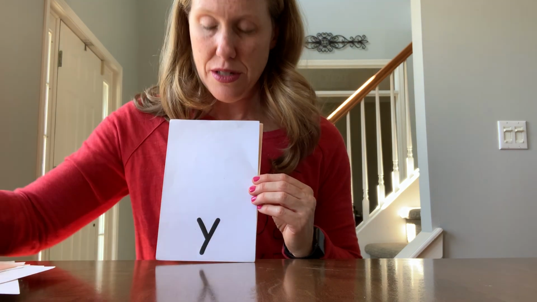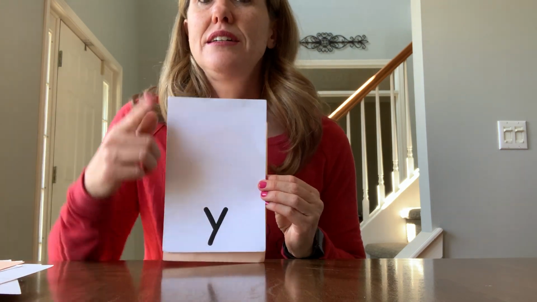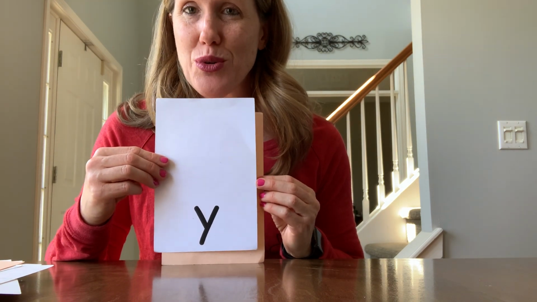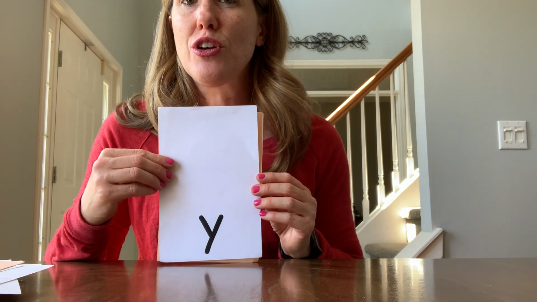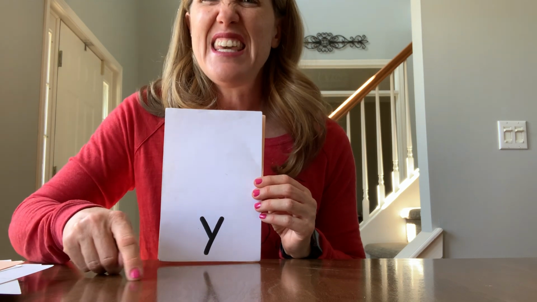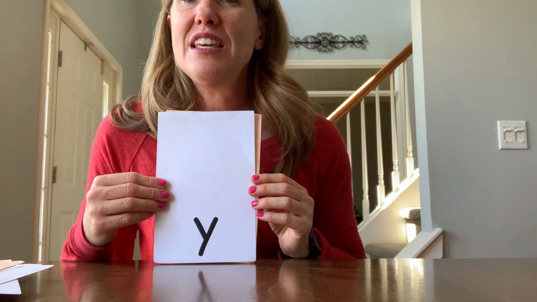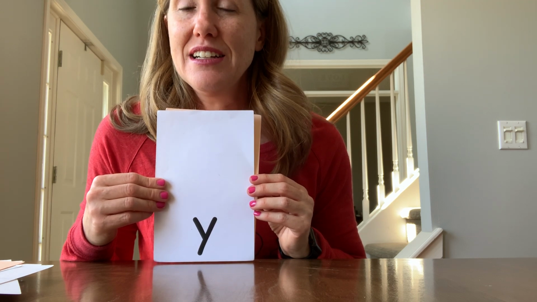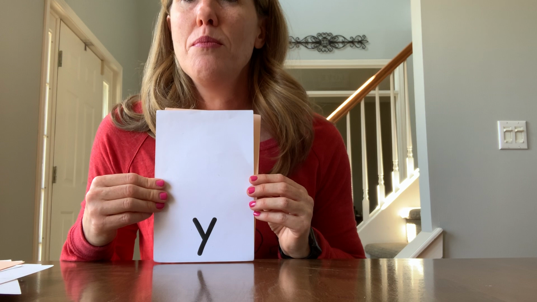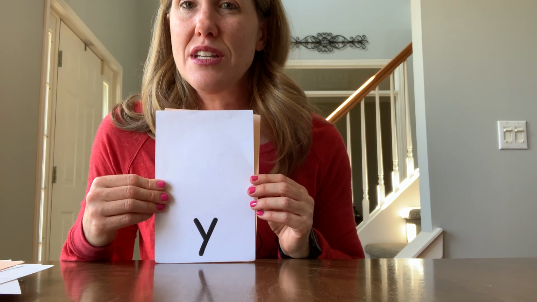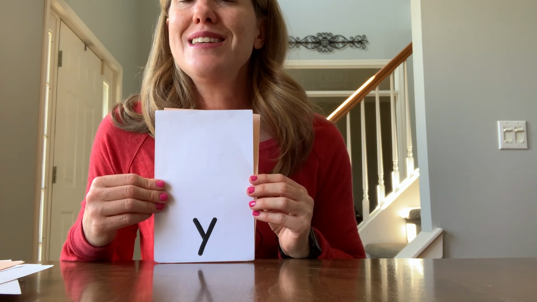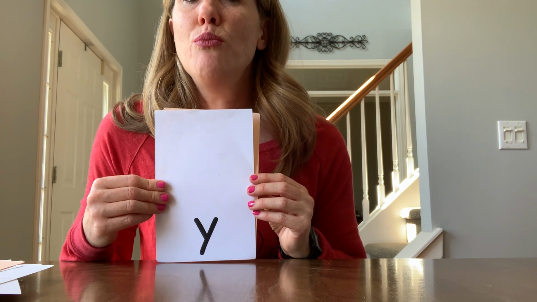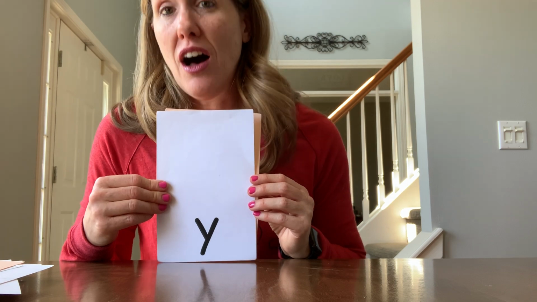The Y says y when it comes at the beginning of the word. When it comes in the middle of the word, the Y says I. When it comes at the end of the word, it says I, as in my, with one syllable words. And it also says E at the end of a word whenever it's a more than one syllable word, like holly.